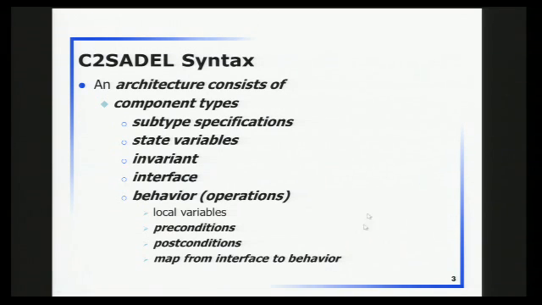So this is the basic structure, the syntax template for the C2SADL specifications. You start by describing the architecture of a system like C4. You can name your system as simply as C4. The C4 should consist of the definition of component types, which contain the subtype specifications if needed, the state variables, which basically are the fields of the components, and the invariants. So what are invariants? Invariants mean you need to specify first-order logic to define some constraints that the component, as long as it's alive, should always conform to during the entire operation lifecycle.